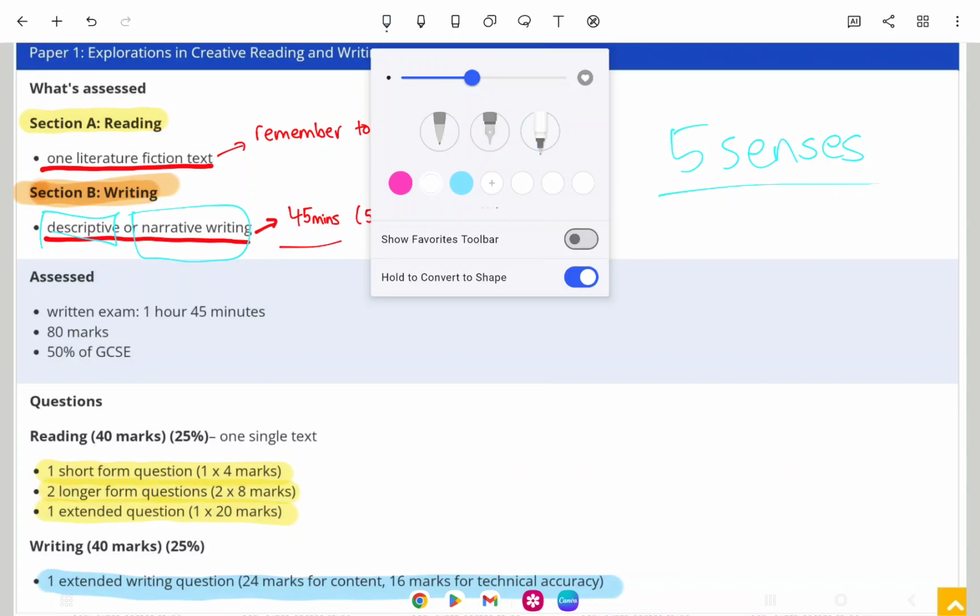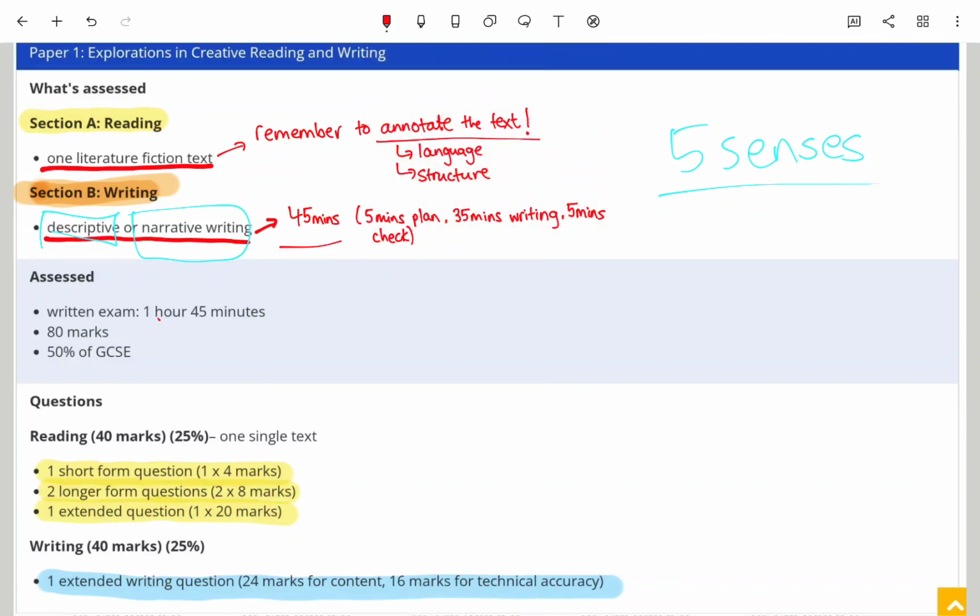So how long is the exam when you sit it in the summer of 2024? In terms of timing, as you can see, the written exam is 1 hour 45 minutes. Okay, so again, the time will go really quickly in the exam, so you have to be on it with your time management. 1 hour 45, the time goes really quickly. So how do we work on our time management?